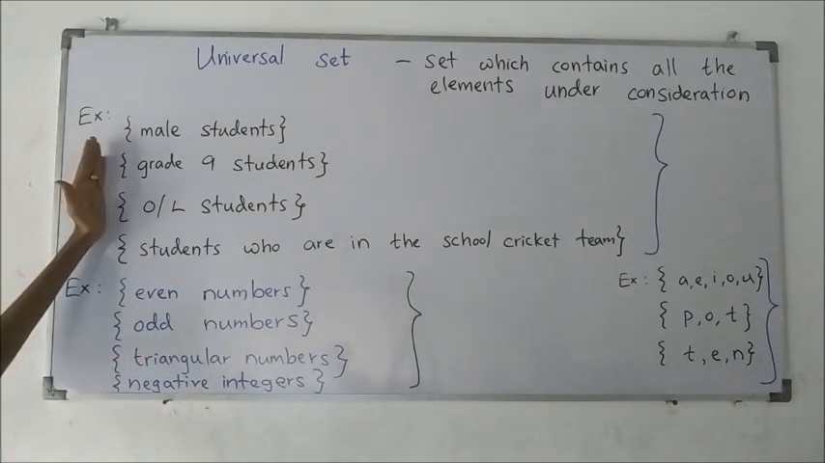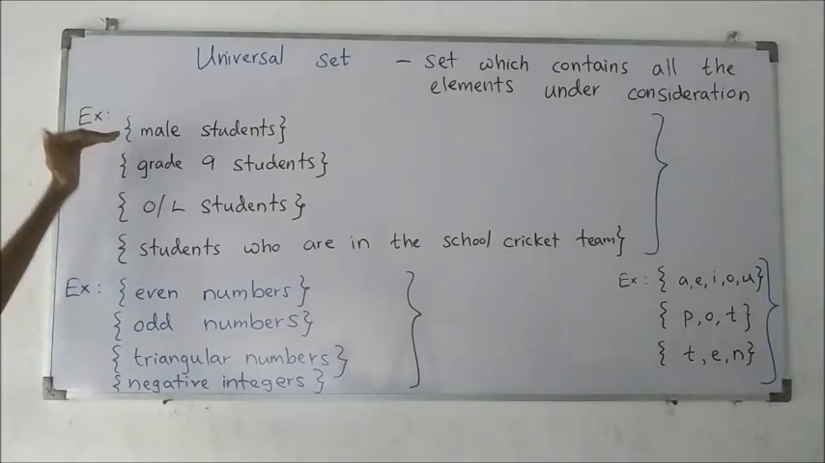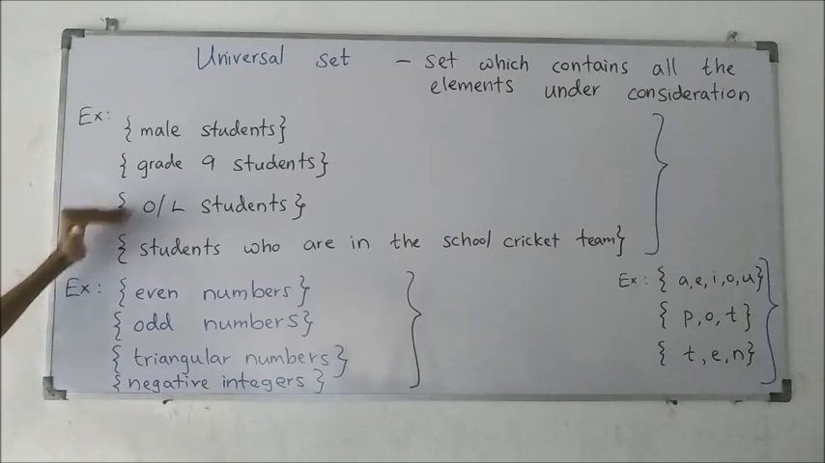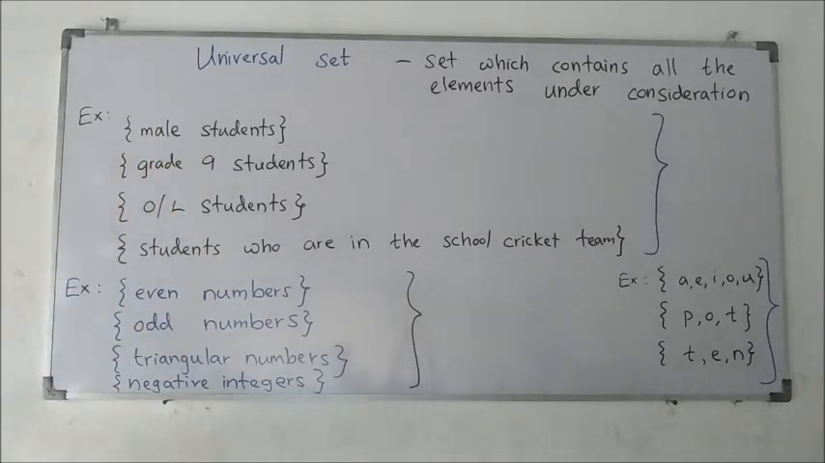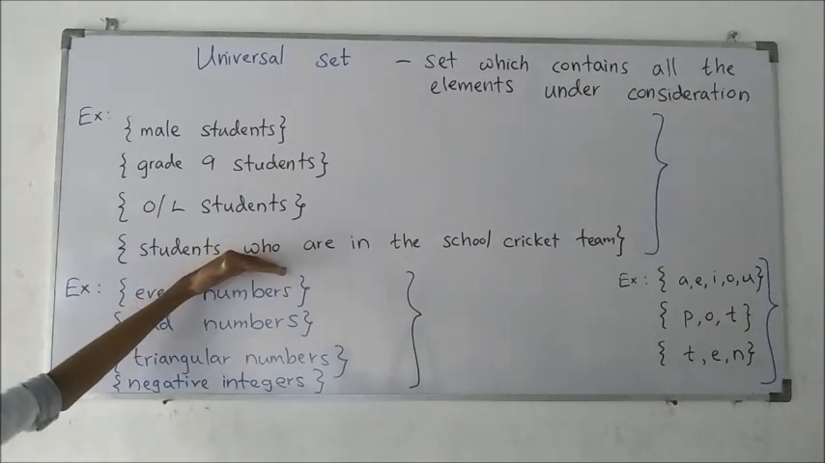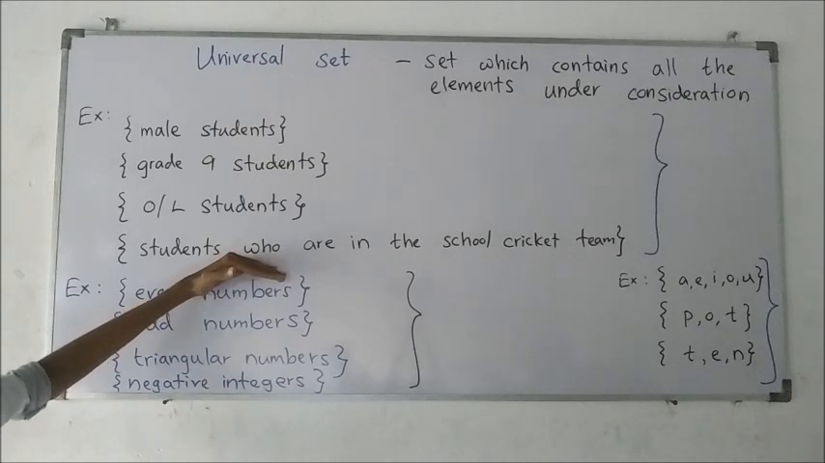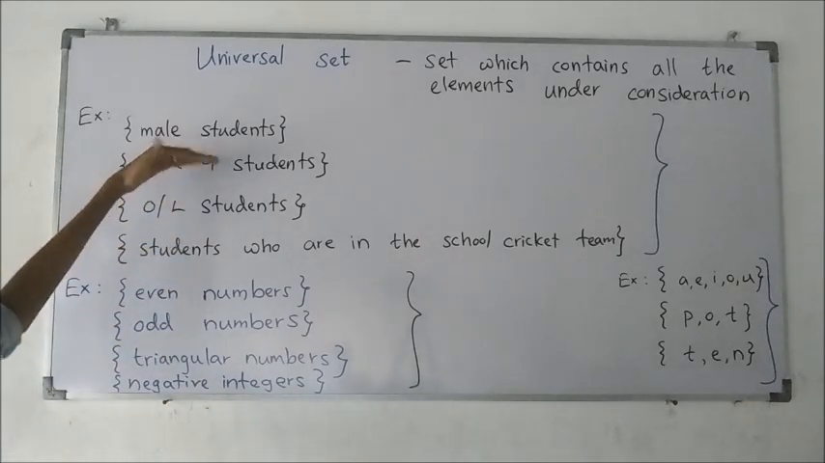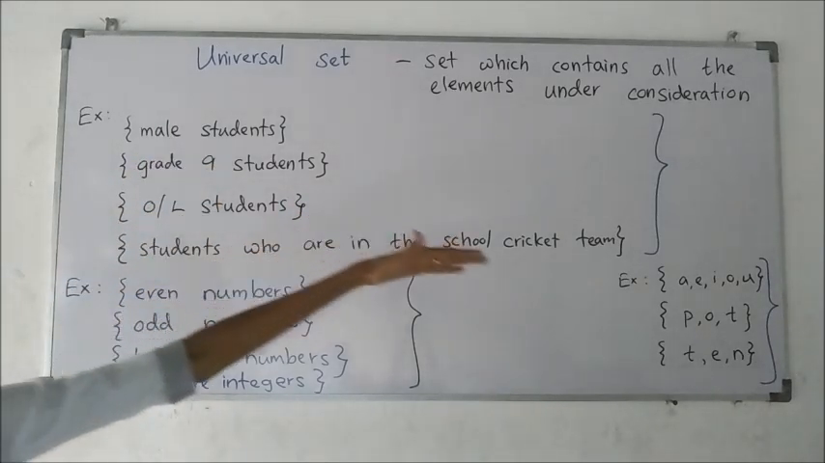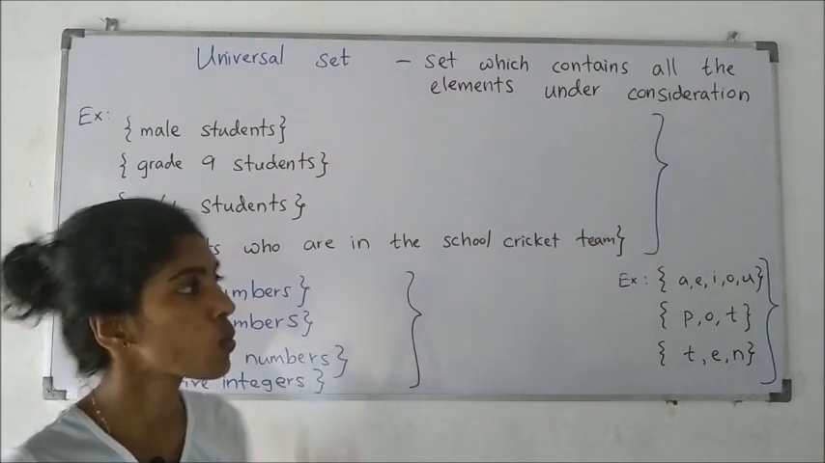See, this is my first example. Here I have taken a few sets. What are those sets? Male students, grade 9 students, O-level students, students who are in the school cricket team, grade 8 students, grade 6A class students. Likewise, we can take students anyhow. All these students belong to one school, no? So as the universal set for all these sets, we can take what? The students in the school.